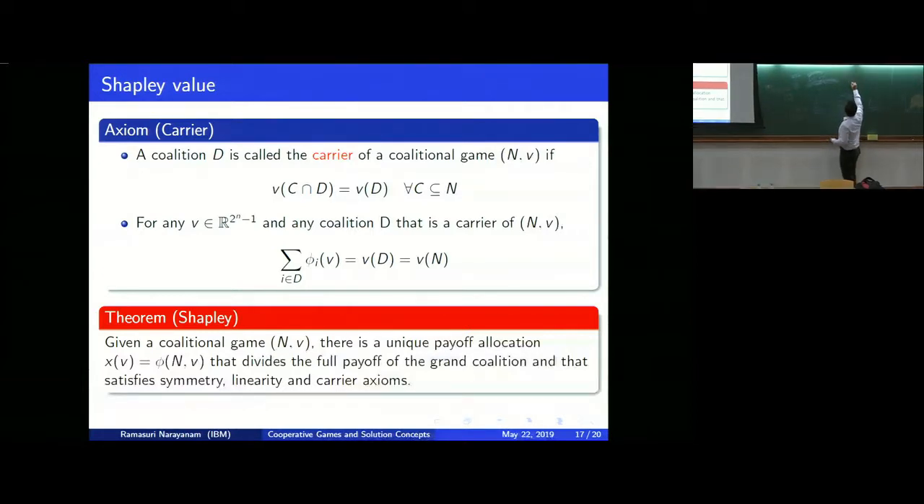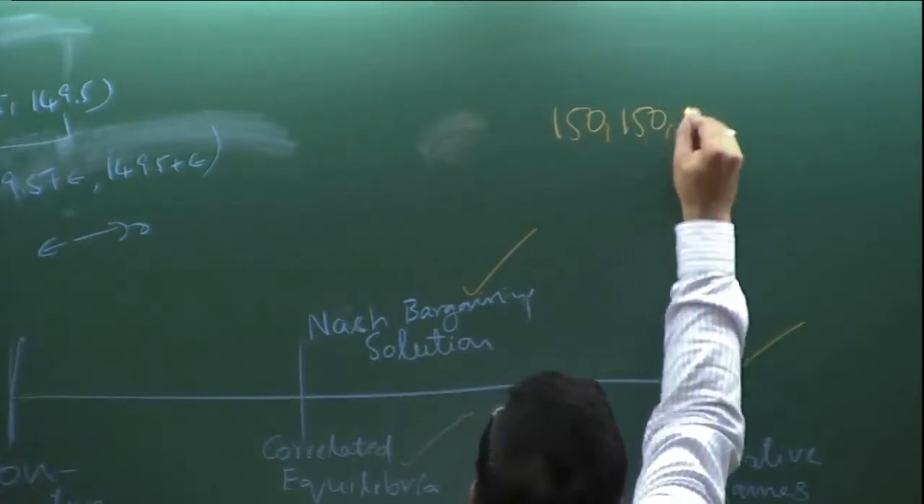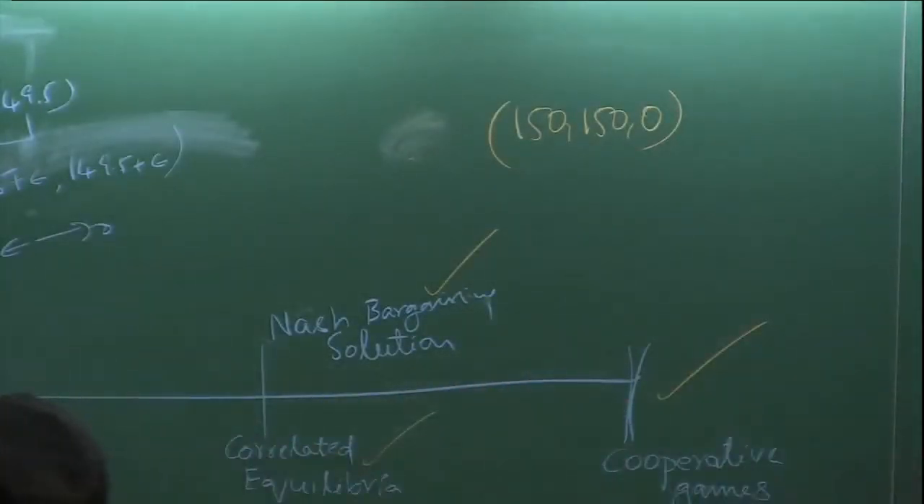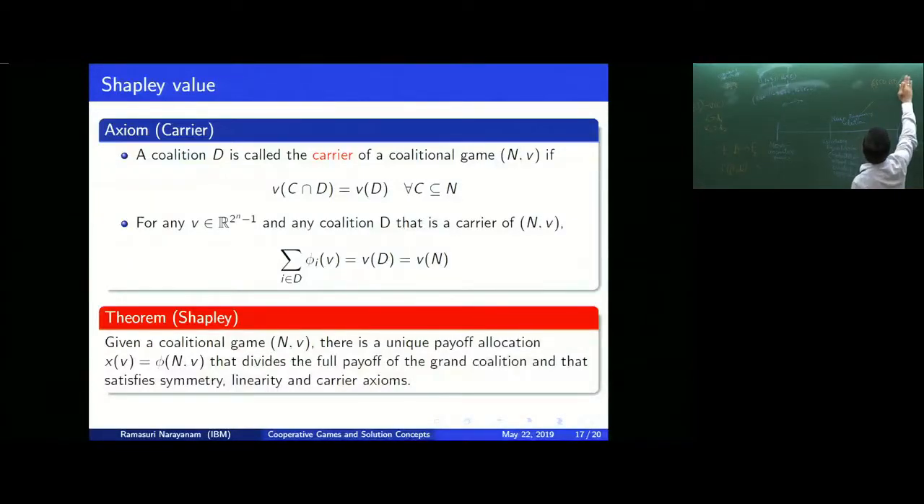So the Shapley value for players 1 and 2 will be 150, 150, 0. So you keep changing all these numbers. If you say 2, 3, then accordingly 0 will be here, like that. Player 1 will be a dummy.